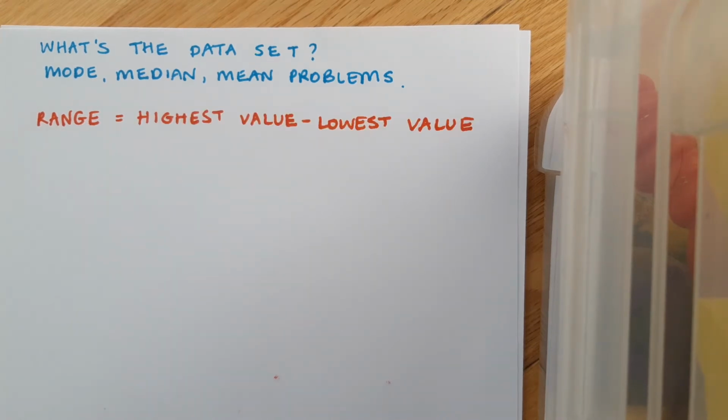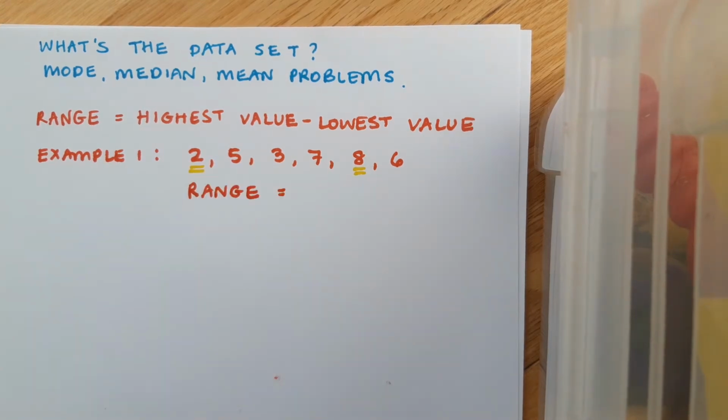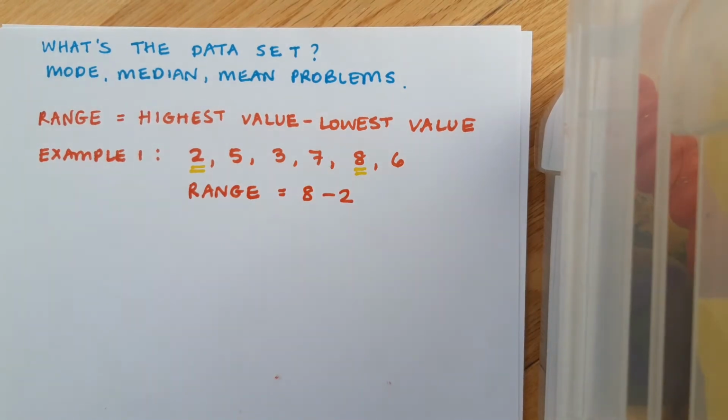So let's just do a quick example of this. Here's a data set. I want to find its range. Its highest value is 8, its lowest value is 2, so its range will be 8 minus 2, which of course is 6.